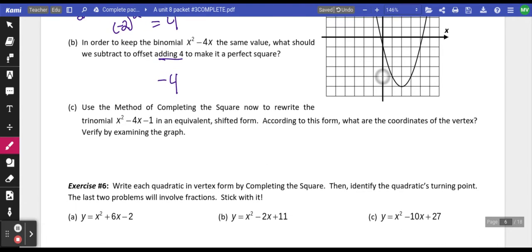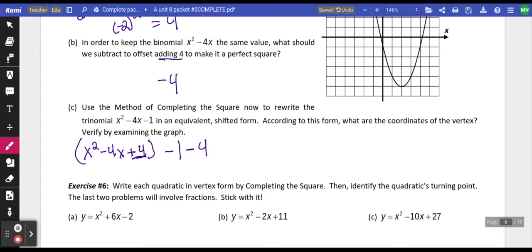So now I want to use this method of completing the square to rewrite that trinomial in an equivalent shifted form. According to this form, what are the coordinates of the vertex? So what we're going to do is take that x squared minus 4x minus 1. Notice I separated it. We're going to add 4 to this part. But then because I added 4 in here, I need to subtract 4 out here to keep it equal.